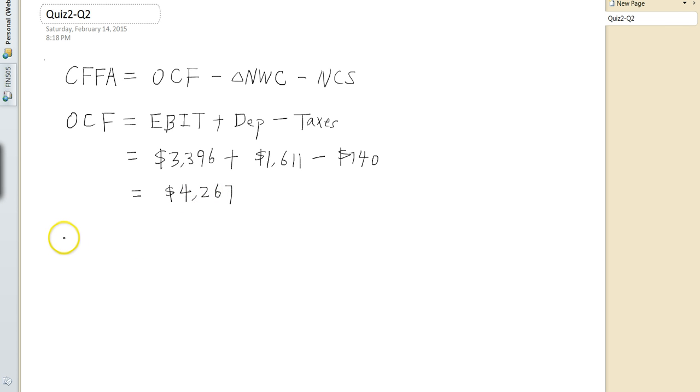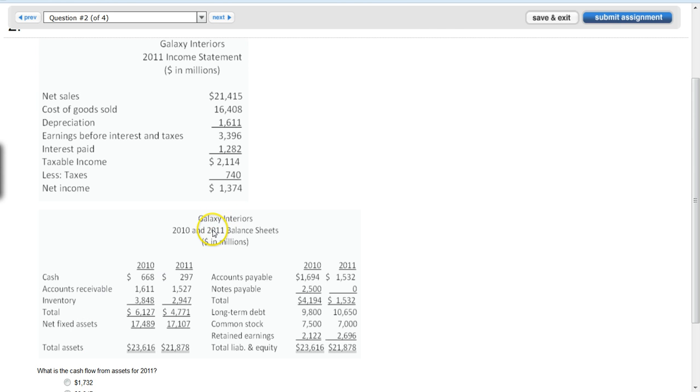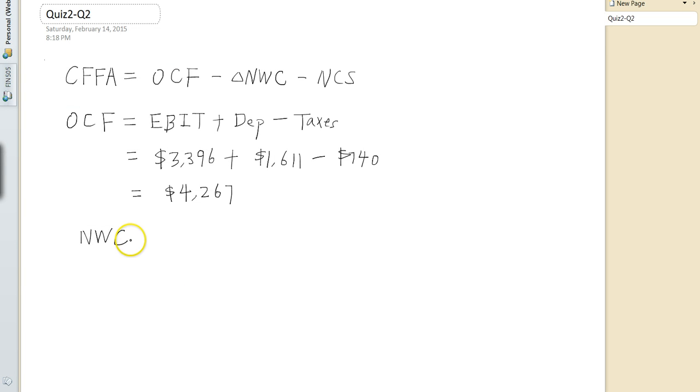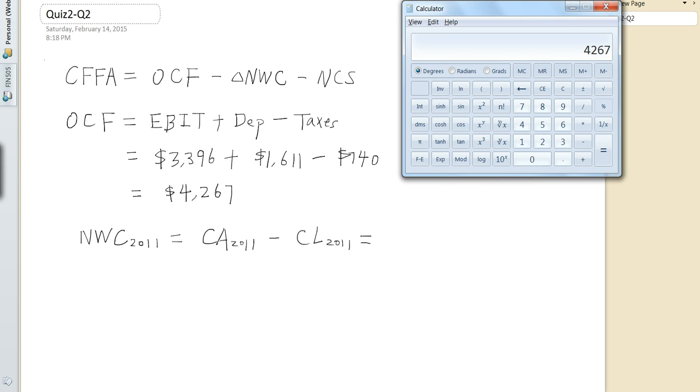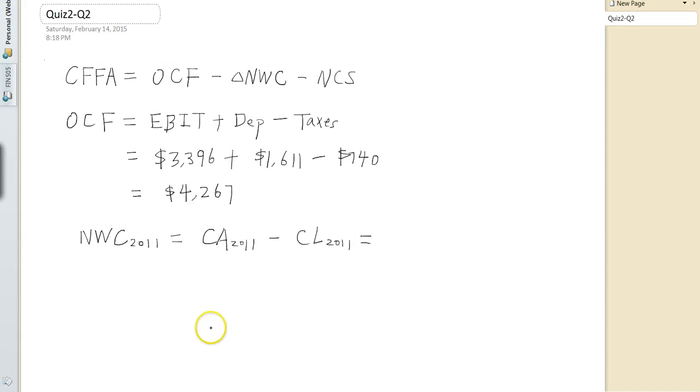So then we need to do the change in net working capital. To do the change, we need to figure out the level for the 2 years, 2010 and 2011. So we first get 2011. We know the definition of net working capital is current assets minus current liabilities. So then what is the current assets? Go back to the balance sheet. The total current assets for 2011, that's 4,771.